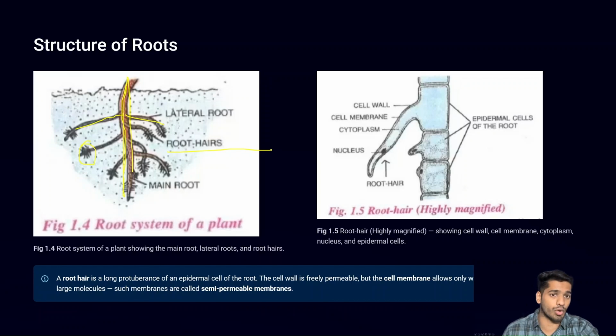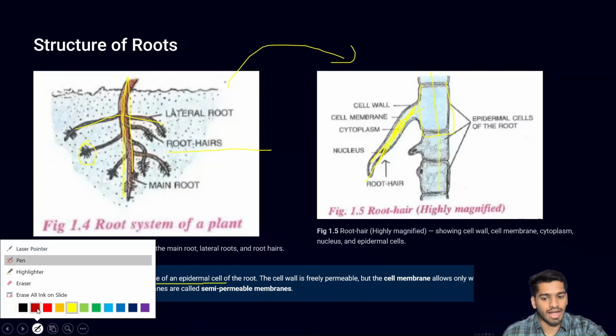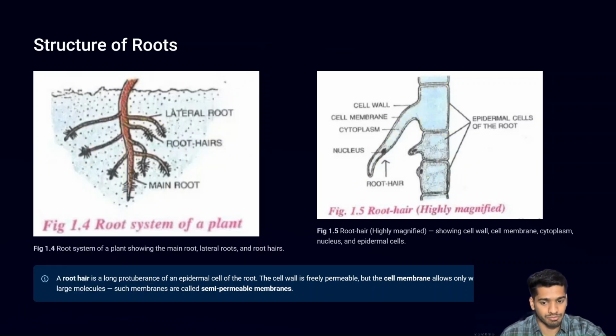Now let's zoom into this root hair because these are the most important structures. These are the structures which are going to absorb the water. So this is the magnified structure of a root hair. Actually this root hair is nothing but a protuberance of the epidermal cells. What are these? These are protuberances of epidermal cells. These are epidermal cells, kind of like the outermost cells for now. And protuberance means what? These are extensions. So as you can see, these are your epidermal cells, and here you can see an extension. This extension is nothing but a protuberance, and this is known as your root hair.